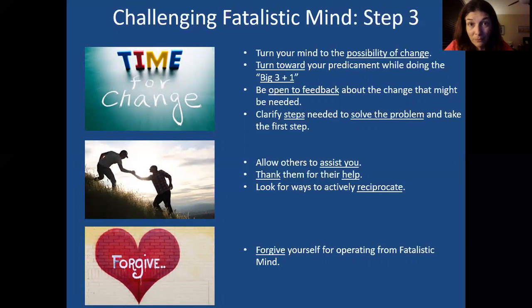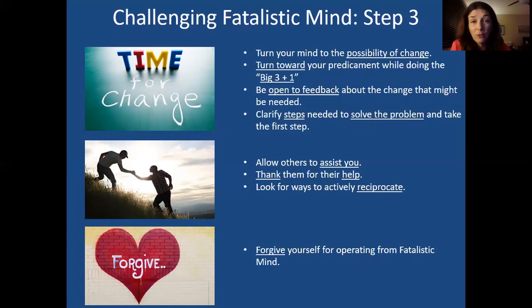using the big 3+1. So again, leaning back in your chair, deep breath, closed mouth smile, and eyebrow wags. Welcome your fatalistic mind with those gestures and that social engagement. Try to be a little bit more open to feedback. When you feel more social safety, it'll be a little easier to do that. So the body language will help. And then start to maybe clarify some of the steps that are involved with this change or the problem solving. Start to take some small steps in the right direction instead of just avoiding the change or insisting it's not possible.